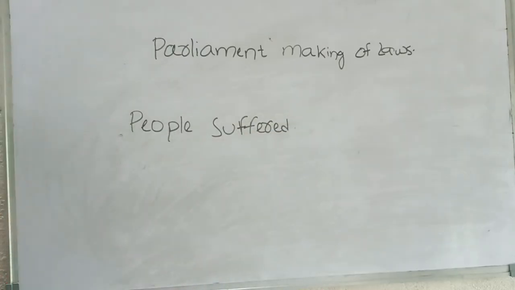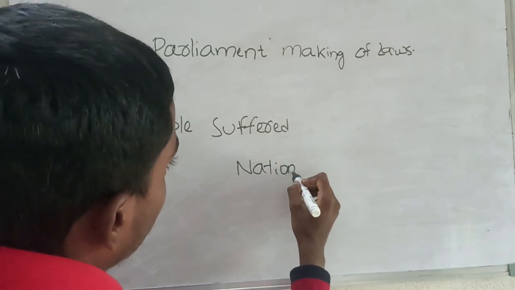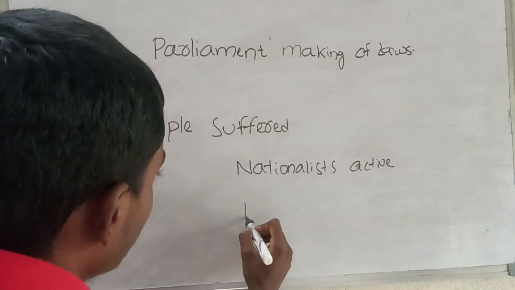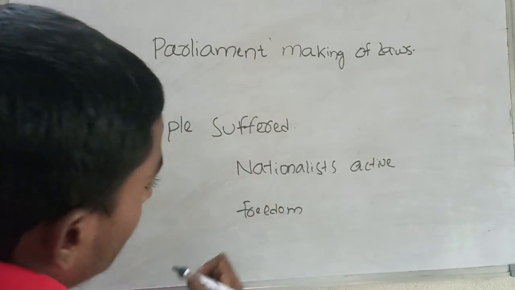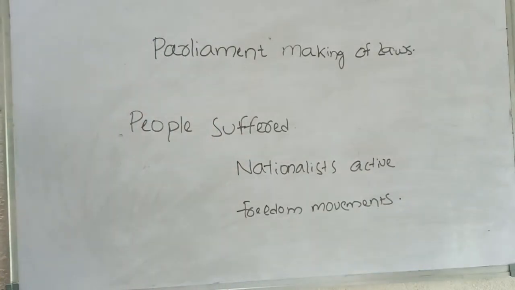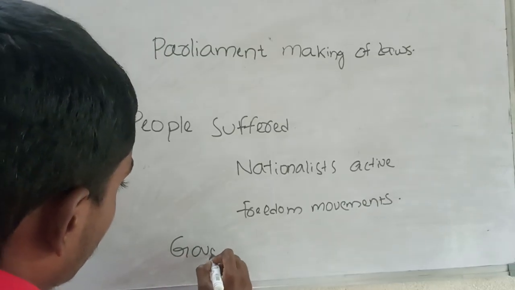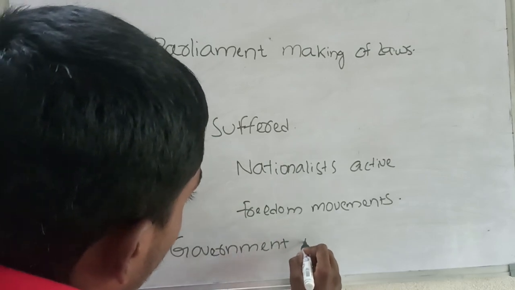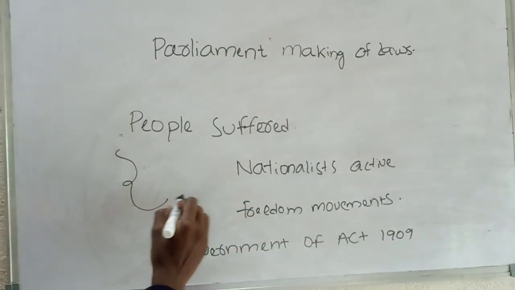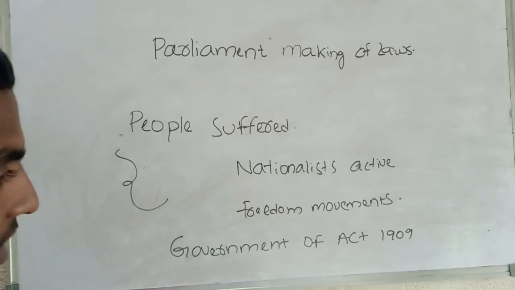As the days went on, slowly nationalists became active. They started criticizing the British, and freedom movements also started in many places. Because of such actions, the British introduced the Government of India Act 1909. So criticism from the people, nationalists and freedom movements, because of all such things, the British government introduced one act.